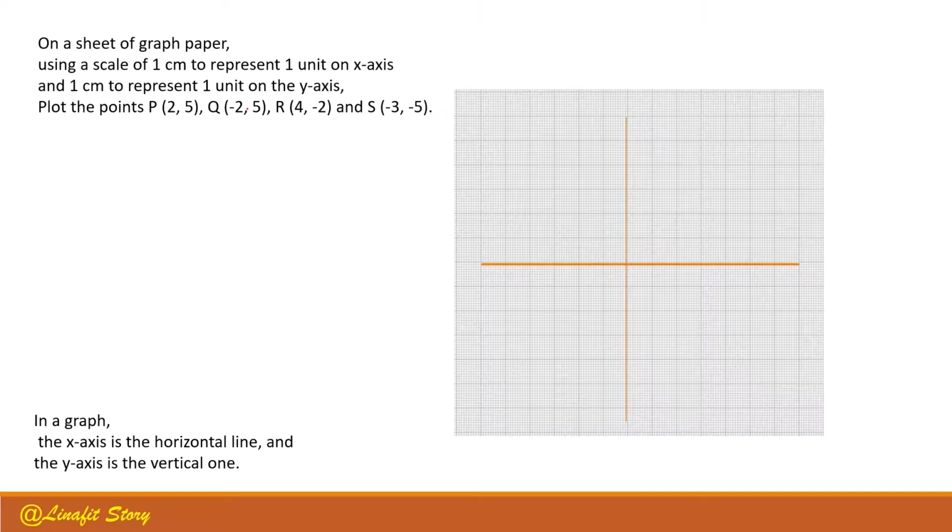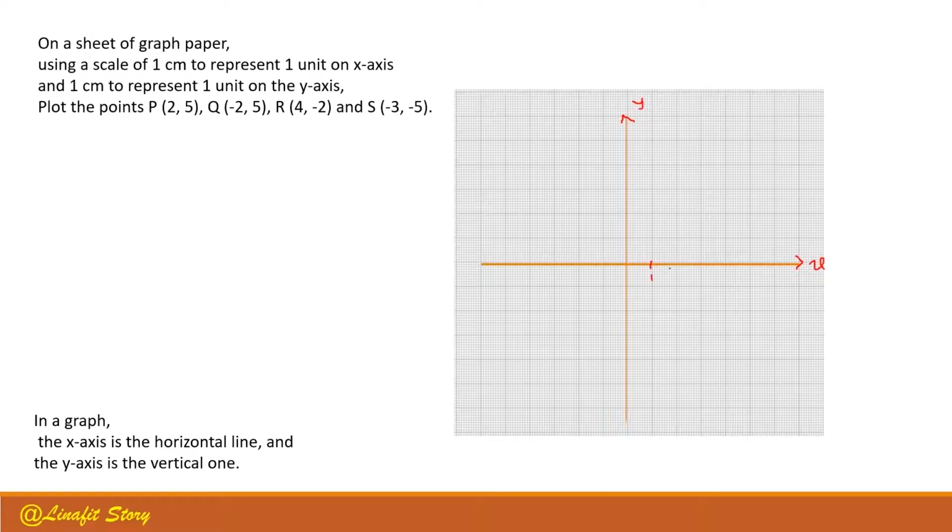On a sheet of graph paper, using a scale of 1 cm to represent 1 unit on the x-axis and 1 cm to represent 1 unit on the y-axis, plot the points P(2, 5), Q(-2, 5), R(4, -2), and S(-3, -5). So don't forget, in the graph, the x-axis is the horizontal line and the y-axis is the vertical one.